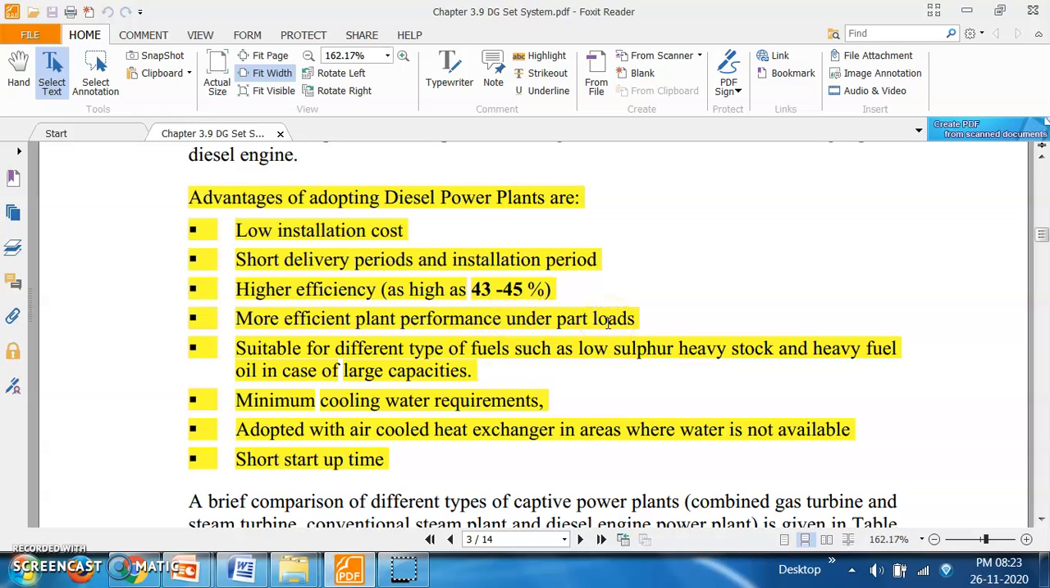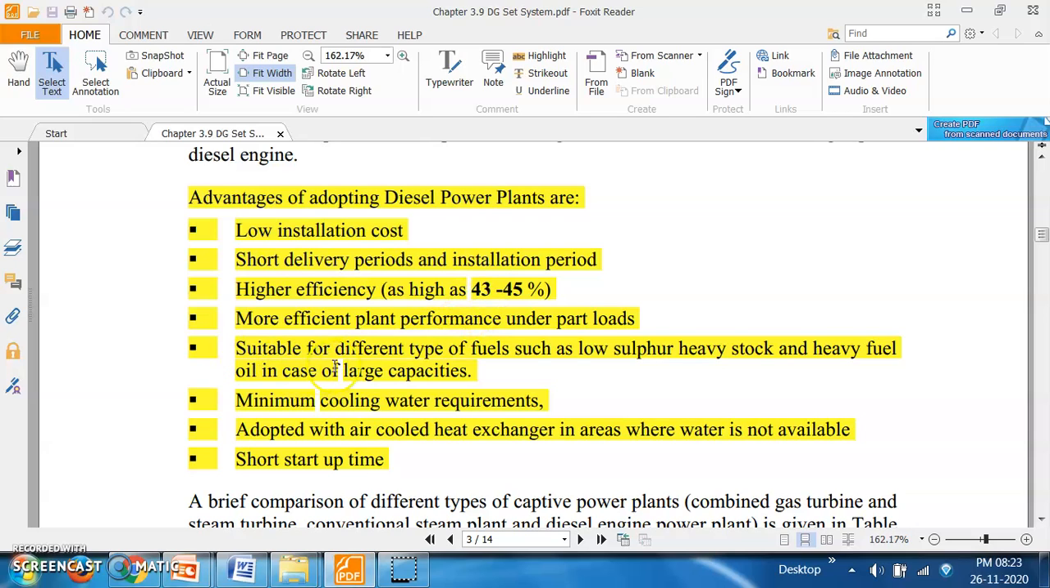This is very important. If you run a thermal power plant in the off-load condition, the efficiency drastically reduces, whereas in a diesel power plant, suppose a particular diesel power plant is 100 kVA and you are running it at 50 kVA, then also the efficiency may be 40 to 43%, a slight drop in efficiency, but it still gives higher efficiency.